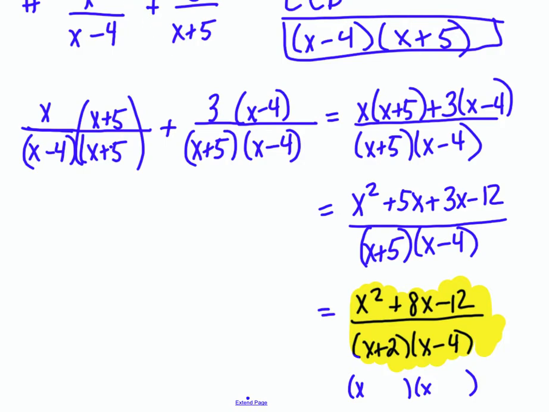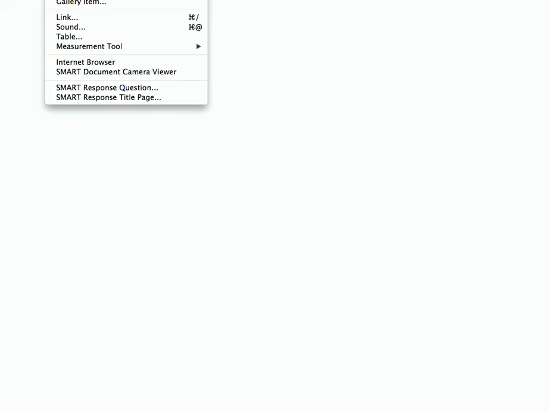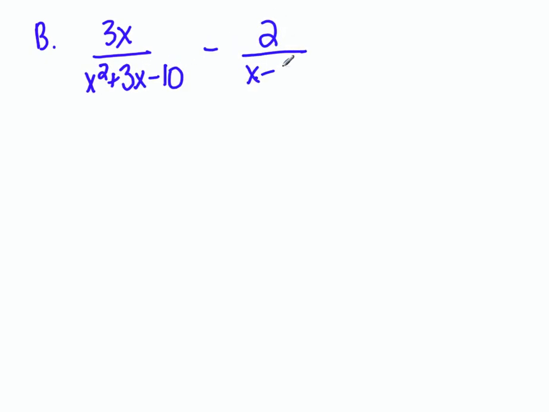All right. Now, the next example, example B, says, give me 3 minutes, 3x over x squared plus 3x minus 10, and then minus 2 over x minus 5.